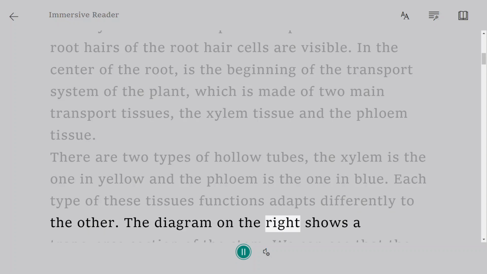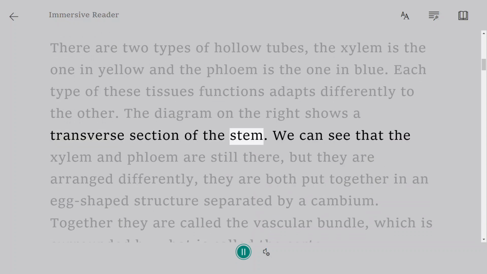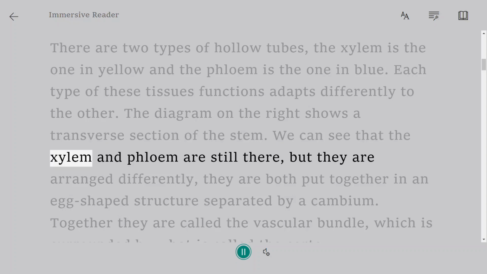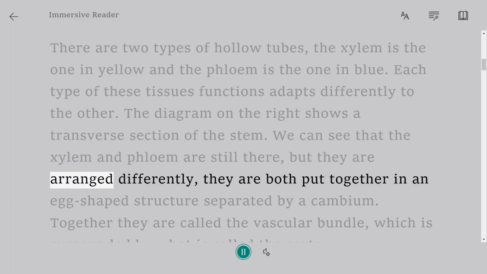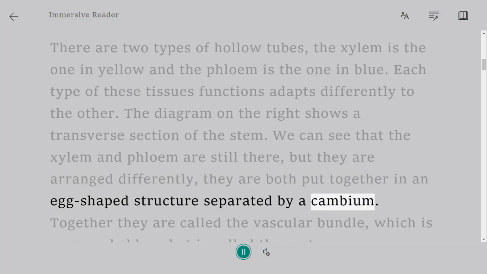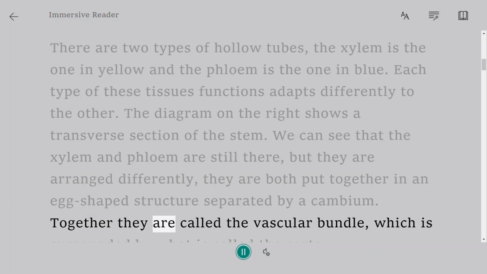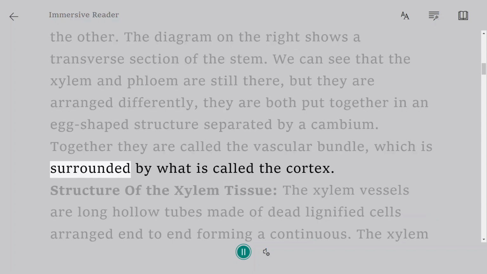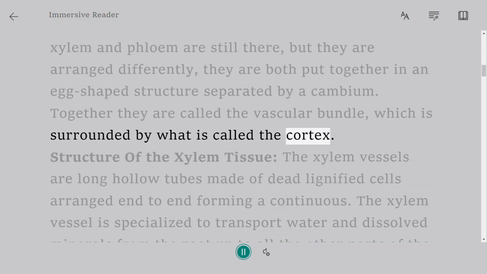The diagram on the right shows a transverse section of the stem. We can see that the xylem and phloem are still there, but they are arranged differently. They are both put together in an egg-shaped structure separated by a cambium. Together they are called the vascular bundle, which is surrounded by what is called the cortex.